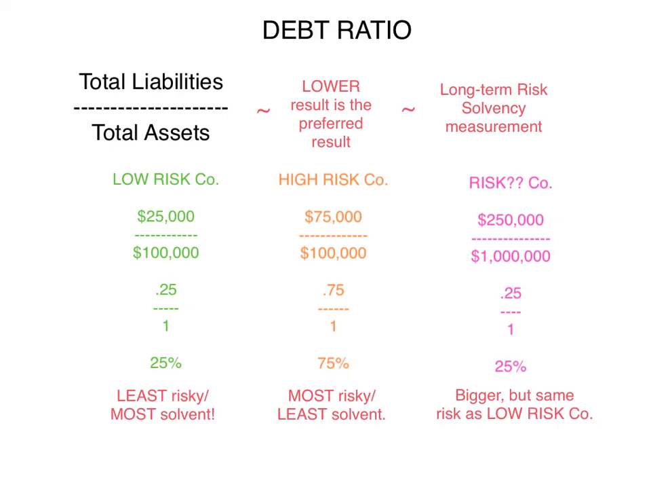Some students might make the mistake of assuming that because Risk Company has the most dollars worth of total liabilities that they are the most risky. However, using ratio analysis, which takes the size of the company out of play, we find that Risk Company is a bigger company. However, they have the same risk as low-risk company. So we would answer that both Risk Company and low-risk company are the least risky or the most solvent, and that high-risk company is the most risky or the least solvent.